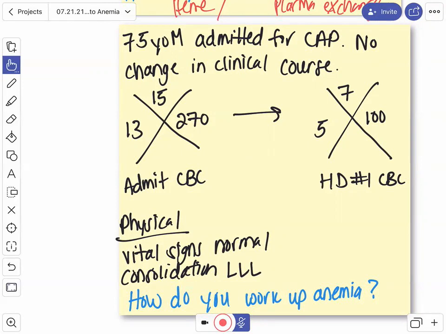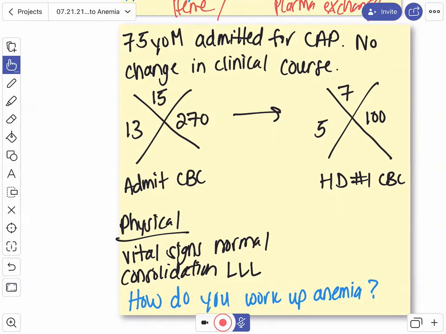All right, last one in this session. We have a 75-year-old male. He's admitted for CAP. There's been no change in his clinical course from admission to hospital day 1. His CBC on admission had a hemoglobin of 15, and then on hospital day 1, he dropped down to 7. His vital signs are completely normal. He says he feels great. You go talk to him, and there's no altered mental status, no bleeding anywhere.